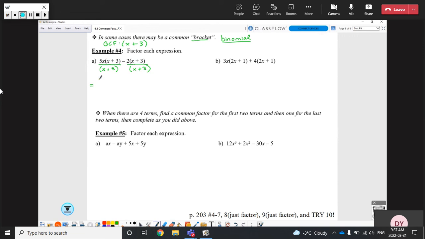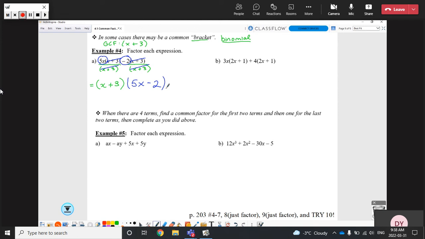So we're going to keep the x plus 3 out front of the bracket. And what we're left with inside of the bracket is, well, x plus 3 divided by x plus 3 is just 1. It cancels out. And then x plus 3 over x plus 3, again, it's 1. It cancels out. So what we're left with is 5x minus 2. Questions about that?